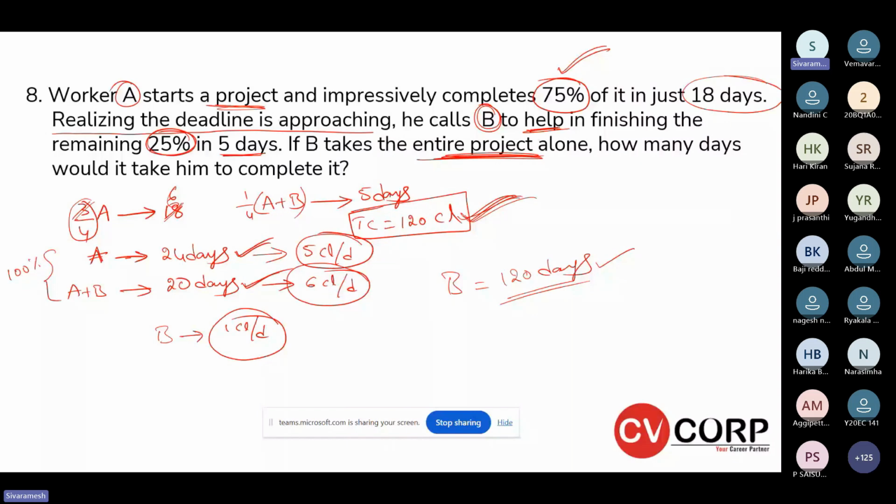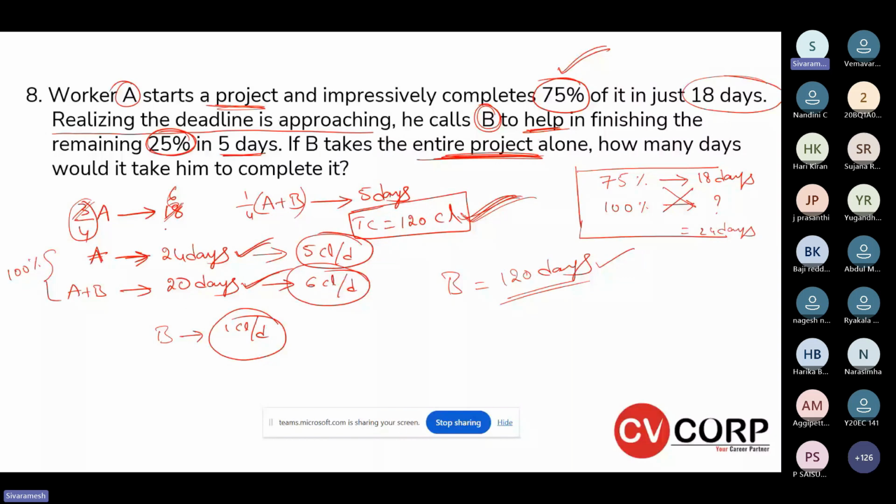And if you want to do the same calculation in another way, you can also do that. If a person can do 75% of the work in 18 days, in how many days can he do 100%? If you do cross multiplication, you will again get the answer 24 days. But if you know these percentage conversions, you can do it right here itself. That's the reason I have written 75% means 3 by 4.